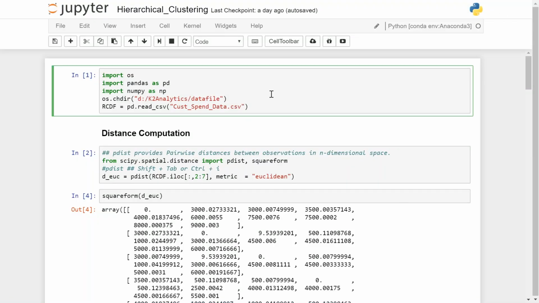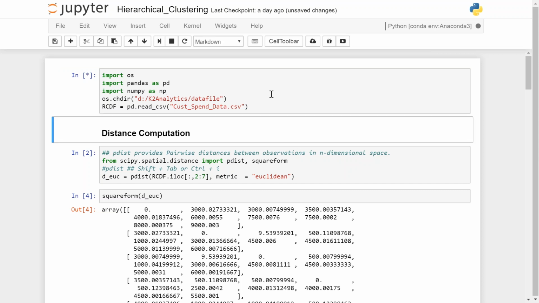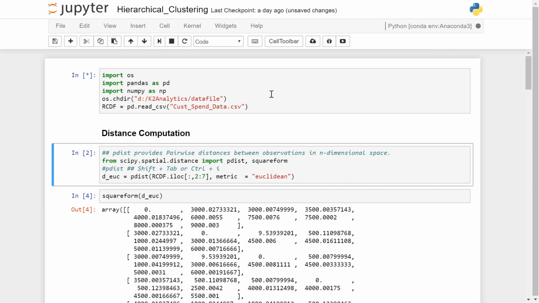We'll quickly see the code execution that we had done for hierarchical clustering. Step 1, we are importing certain important libraries, setting the working directory, importing the customer spend data. We are now going to do the distance computation.